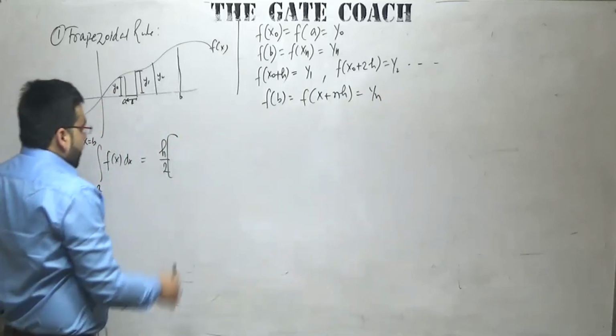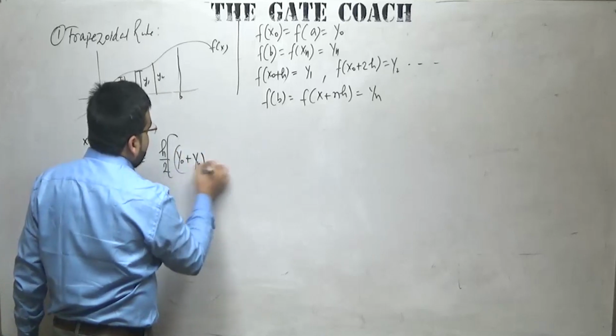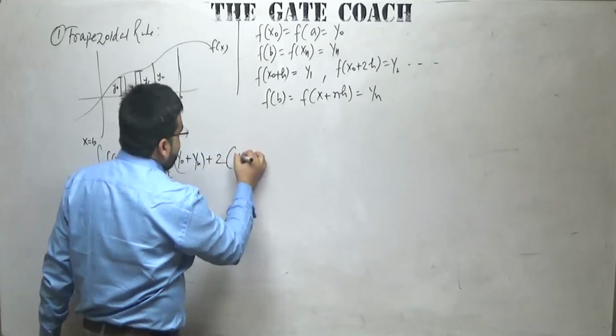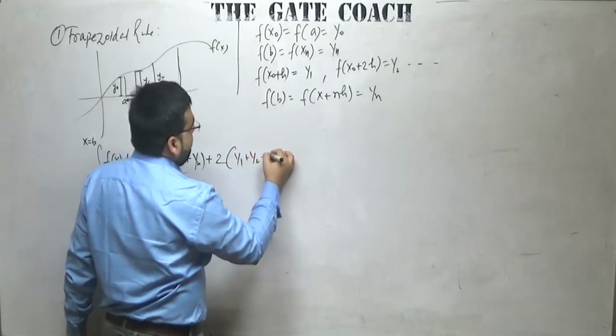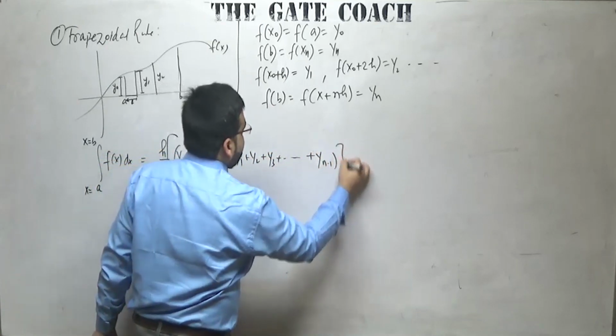Clear? H by 2, first ordinate plus last ordinate plus 2 times the other ordinates, y1 plus y2 plus y3 plus y4 and so on, plus yn minus 1.